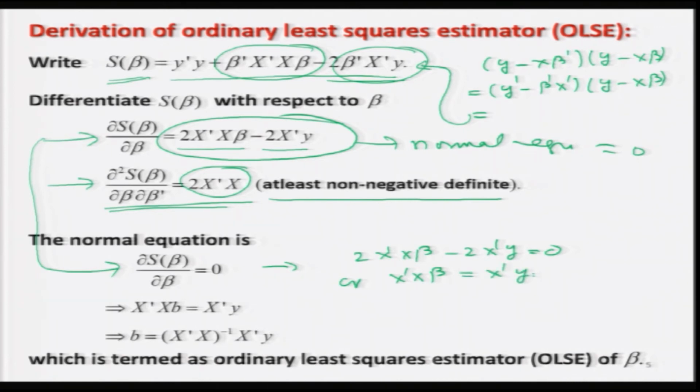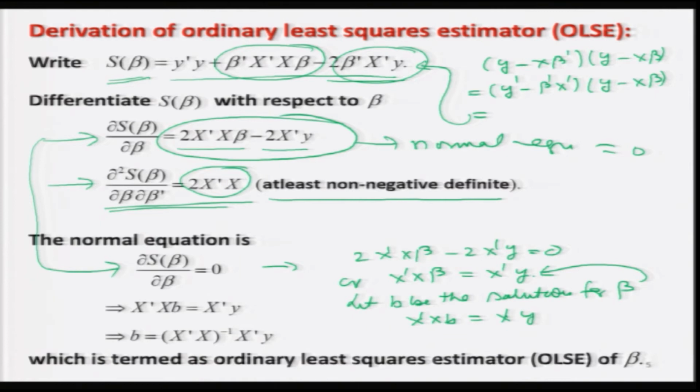So, I can now say here let b be the solution for beta from this equation. So, I can write down that this solution will satisfy this equation: X transpose X b is equal to X transpose y. Now, I need to find out the value of b.